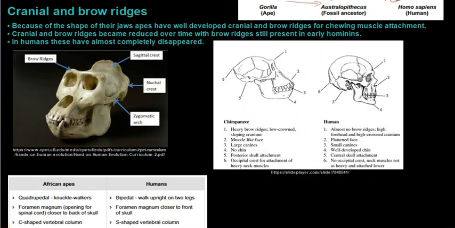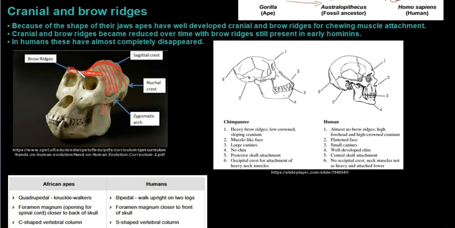Then the cranial and brow ridges. Because of the shape of the jaws that apes have, they have a well-developed cranial and brow ridge for chewing muscle attachment. The brow ridges are these ones that sit above the eye sockets, and the cranial ridge sits here at the back. What this does is it acts as an attachment point for muscle, specifically the chewing muscle, from the jaws, to help move these massive jaws up and down when they're chewing.